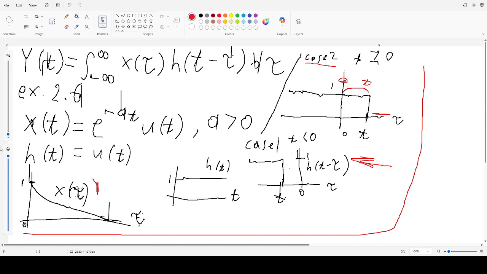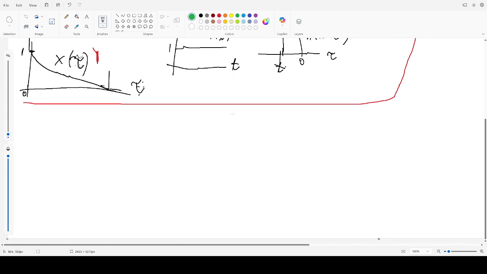Now, that means that this part here, the x of tau h of t minus tau, is non-zero only for positive t. And it's also non-zero only when tau is between 0 and t. And for the multiply, if tau is between 0 and t, then we have e to the negative a tau times 1.